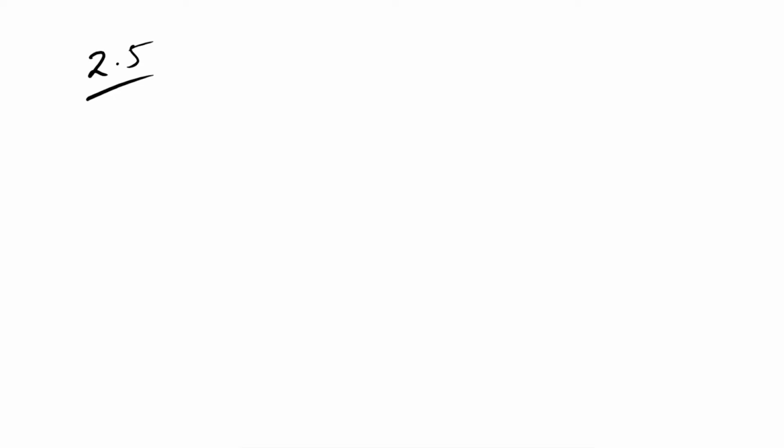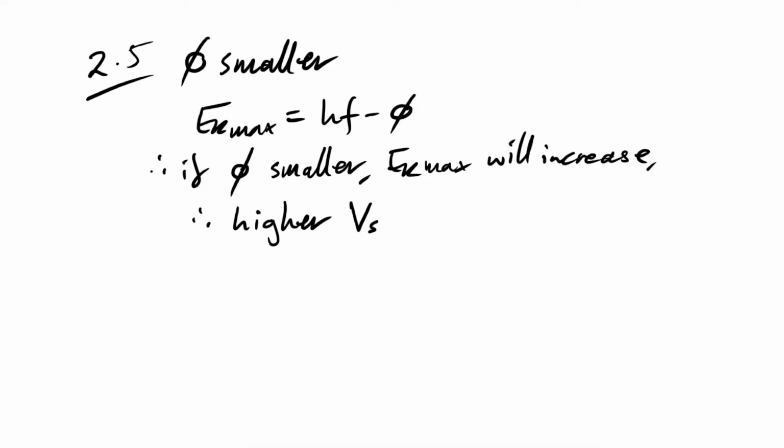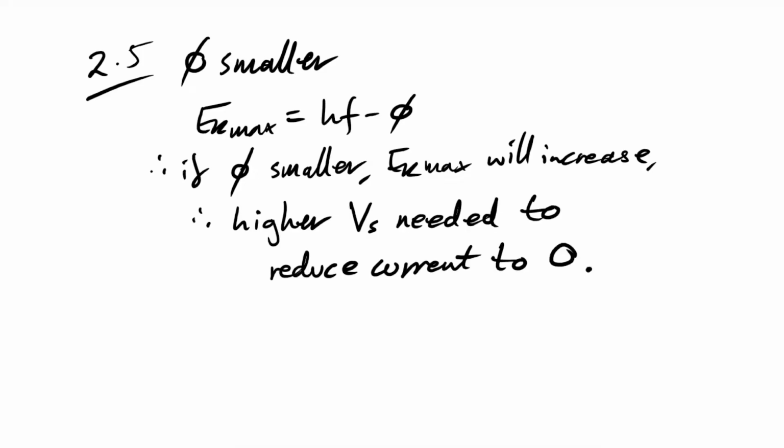2.5, repeated with a different surface, smaller value of the work function, so phi is smaller. Source is unchanged. What's going to be the effect on the stopping potential? Well, let's write down the equation. We know that EK max is equal to hf minus phi. So therefore, if phi is smaller, EK max will increase. Therefore, a higher stopping potential is needed to reduce the current to 0. In other words, they need less energy to escape, so that means they're going to have more kinetic energy. We need a higher PD to mitigate that.